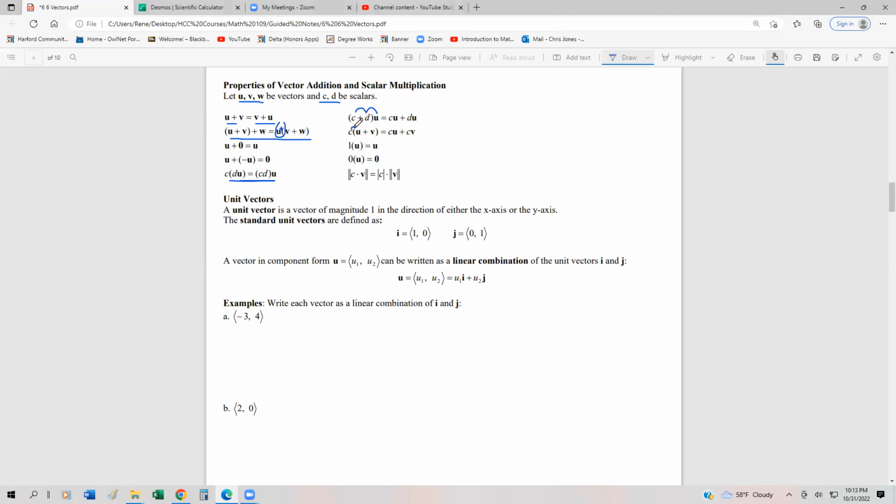This is another distributive property. If I multiply by 1, then that's an identity. If I multiply by 0, I get the 0 vector. And if I take the magnitude of a scalar times the vector, that means I could just take the absolute value of whatever that scalar is and multiply by the magnitude of the vector.